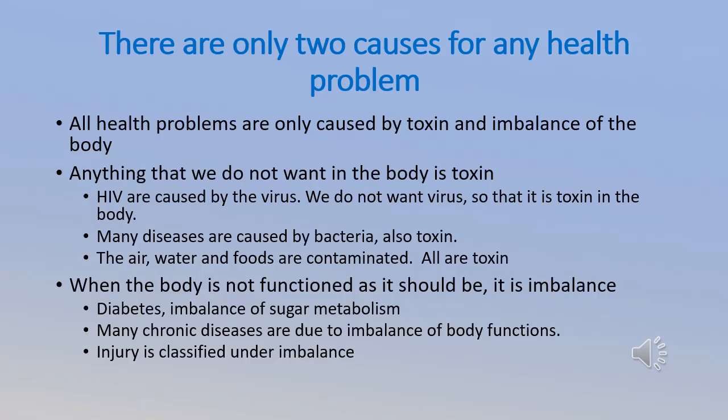Diabetes is an imbalance of the sugar metabolism inside the body. Then hypertension is also an imbalance of the circulation. So many chronic diseases are due to imbalance of body function. Sometimes people ask me, how about injury? Someone has an accident or injury. We say injury is due to imbalance. The body is injured, it does not function as it should. So it is also under this second category, the imbalance.